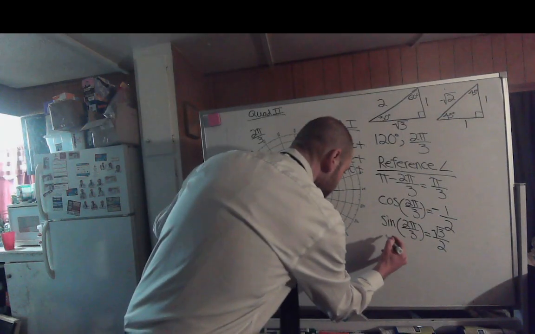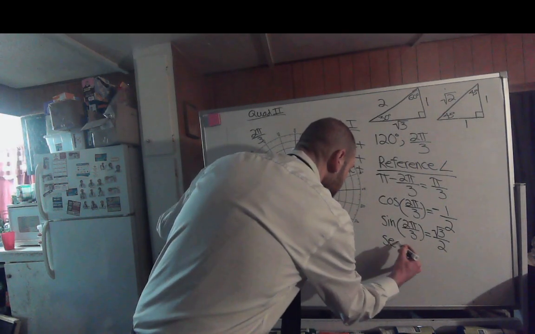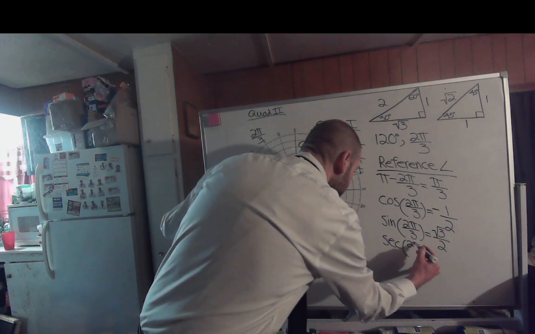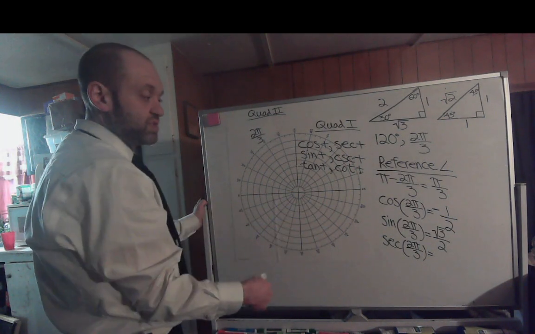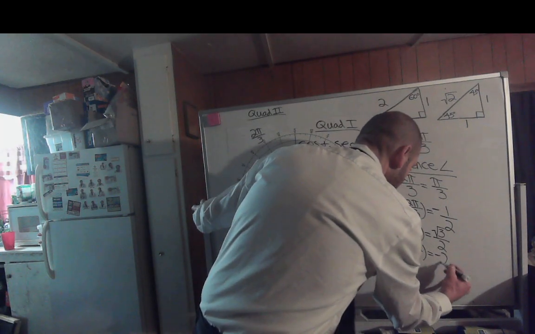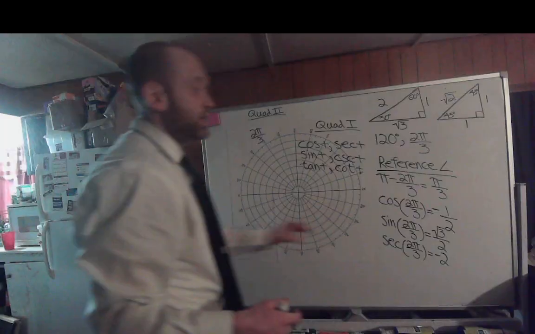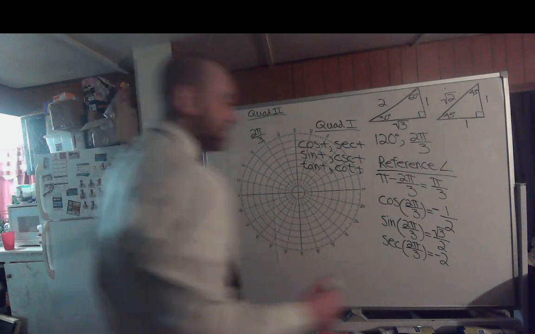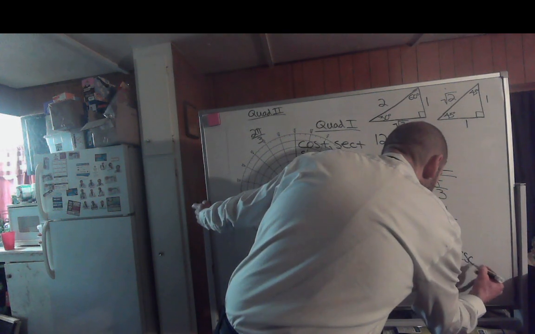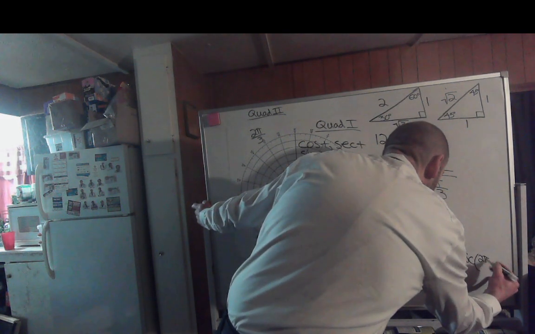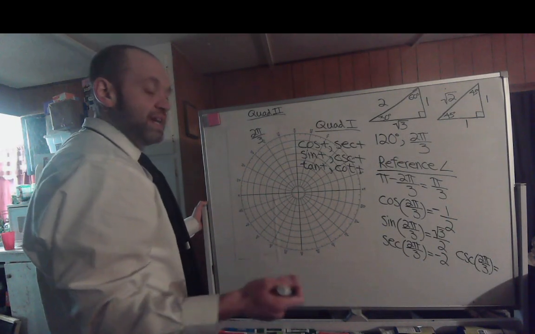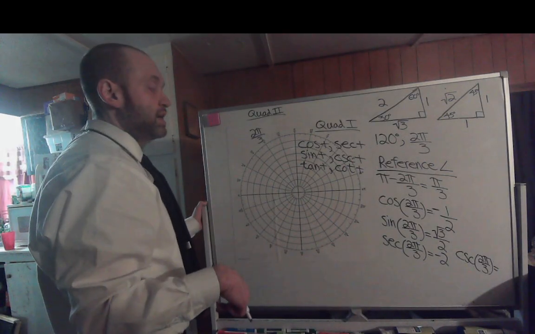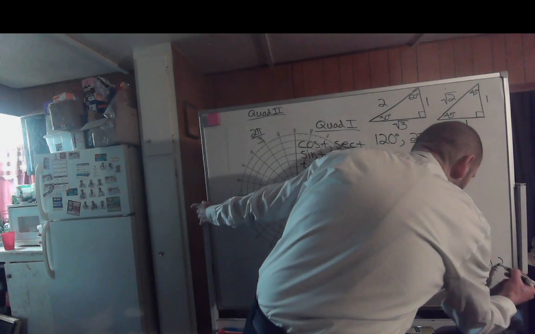Then let's find the secant of 2 pi over 3, which is 1 over your cosine of 2 pi over 3. That would just be negative 2. So your secant is negative because your cosine's negative. Now what about the cosecant of 2 pi over 3? Keep in mind, that's the reciprocal of your sine, right? Since your sine's positive, your cosecant will also be positive. So that's going to be 2 times the square root of 3 over 3.